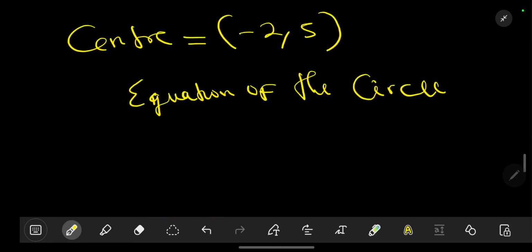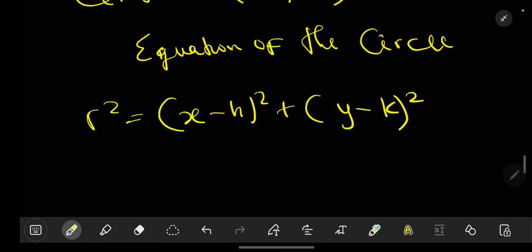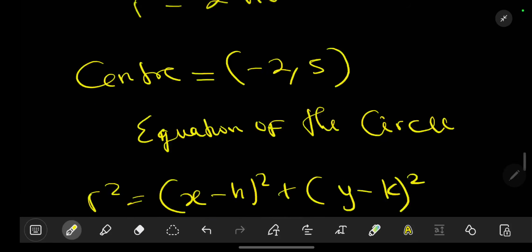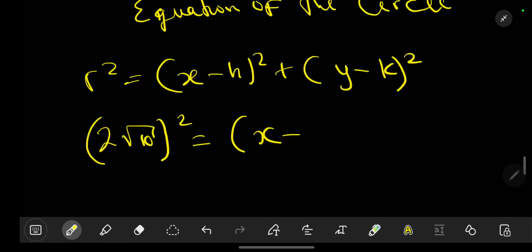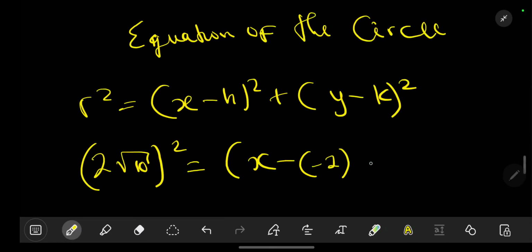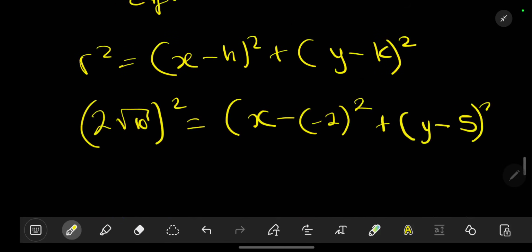So we have r squared should be equal to (x minus h) squared plus (y minus k) squared. Our r value in this case is 2 square root of 10. Then we square this, should be equal to x minus, what is our h value? Our h value is negative 2. So we are going to put it there. We have our negative 2, just don't make a mistake. We have squared plus y minus, our k value is 5, remember. So we have 5, then we square them.